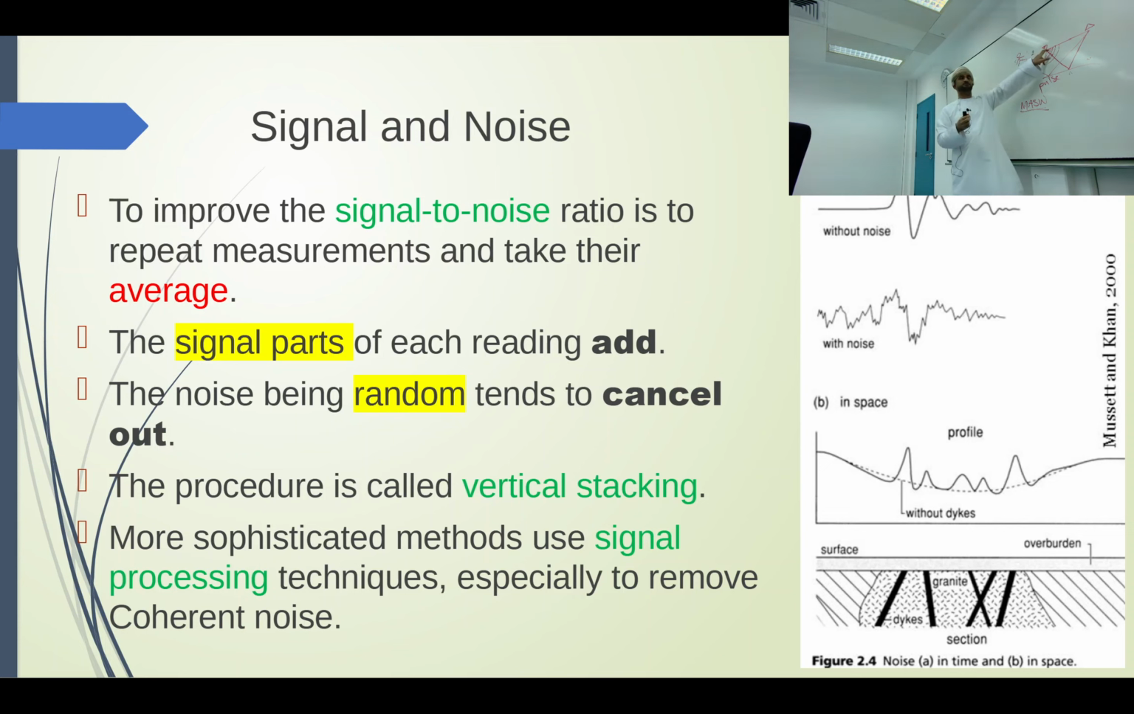One of them is random. The other one is coherent noise. The two different groups of noises. Random noise is a noise that is easy to deal with, easy to remove usually. If I ask you, is traffic a random or a coherent noise? It's random. Yeah, traffic is random.